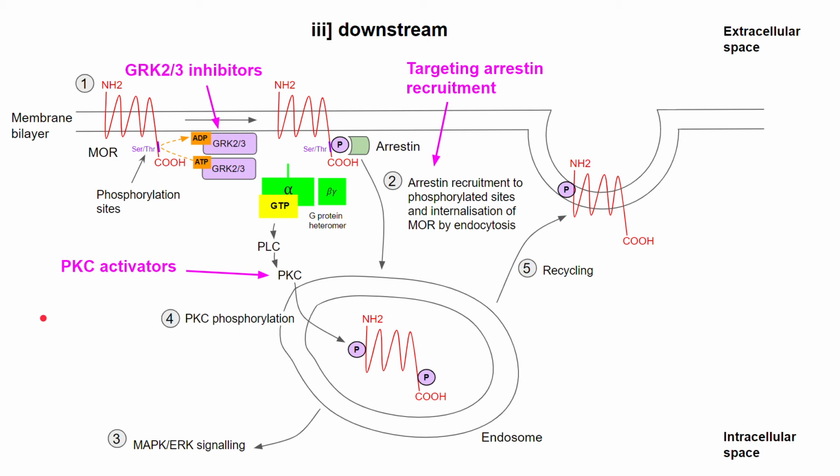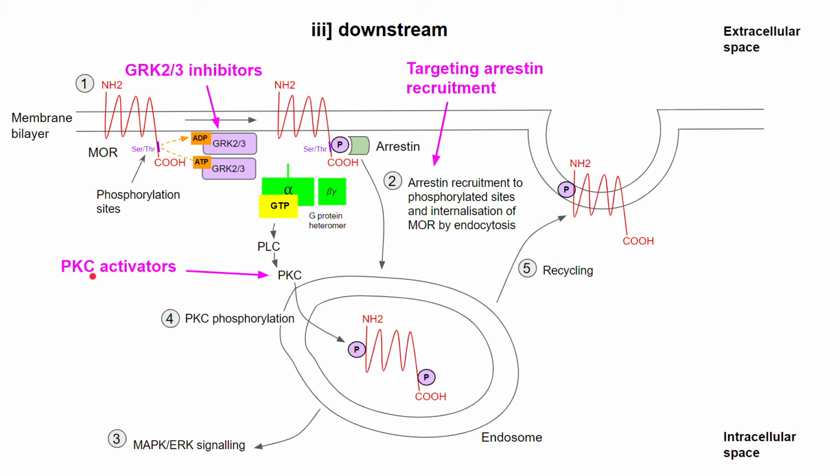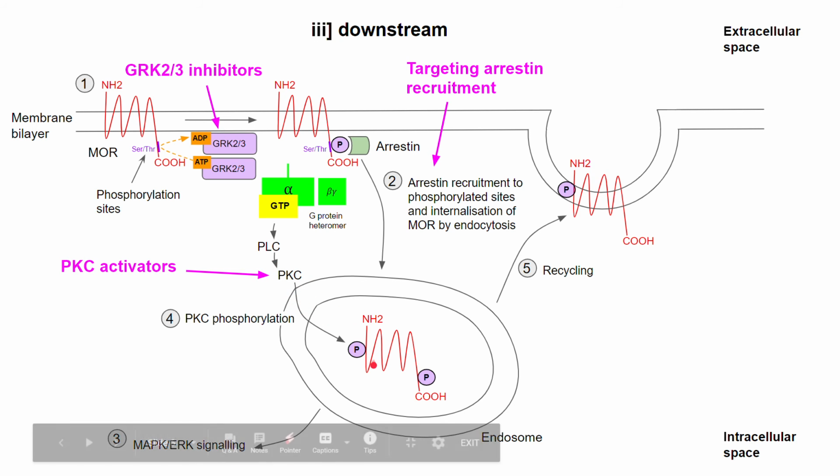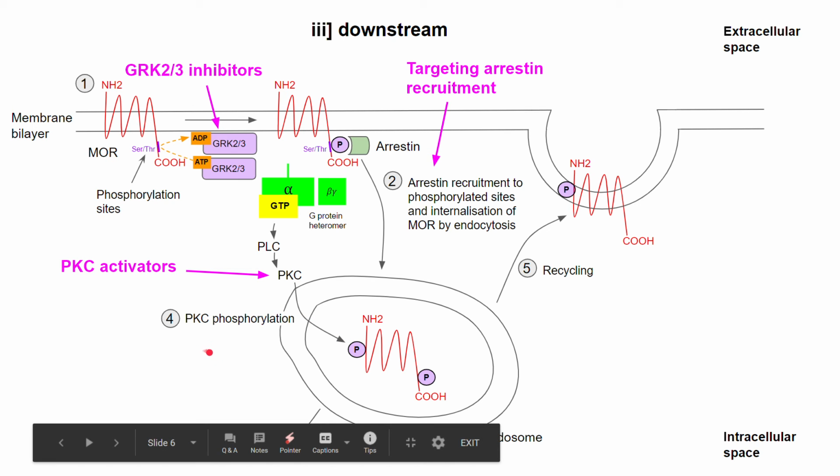Another intervention to prevent tolerance would be activators of protein kinase C. This is a post-endocytic intervention because it occurs downstream of this endosome formation. And this is thought to reduce tolerance because in tolerant individuals, this pathway is down-regulated. So increasing the recycling of the mu-opioid receptor will reduce tolerance.